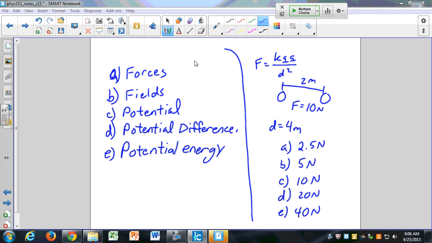What if I kept the distance the same, so that goes away. I keep them at 2 meters, but I double one of the charges. So before, I had Q and Q. What happens if I make one of these charges 2Q? So I just make them bigger. What happens then to the force? The distance stays the same, but I'm just doubling one of the charges. Is it going to be 2.5, 5, 10, 20, or 40 newtons?